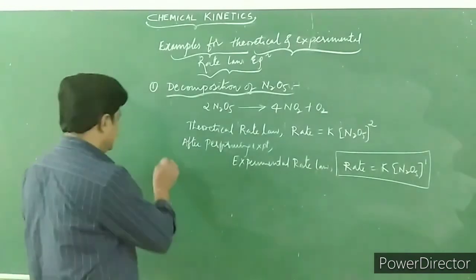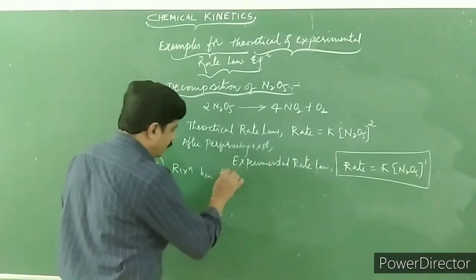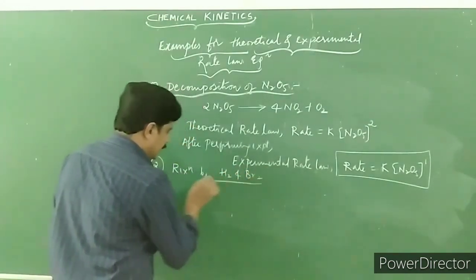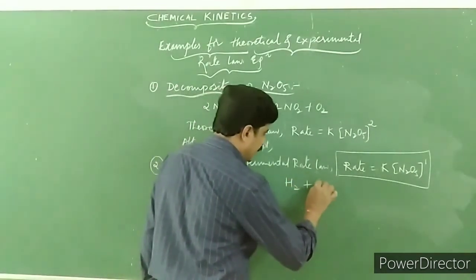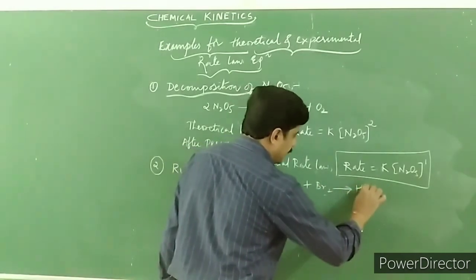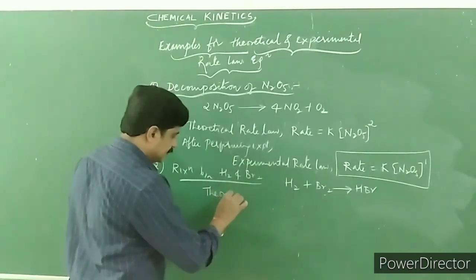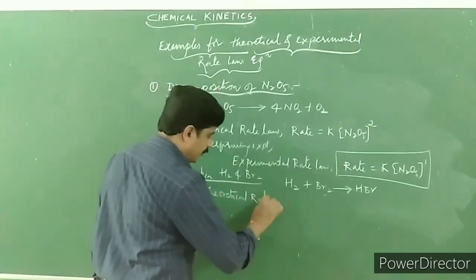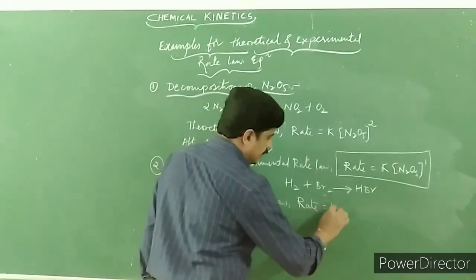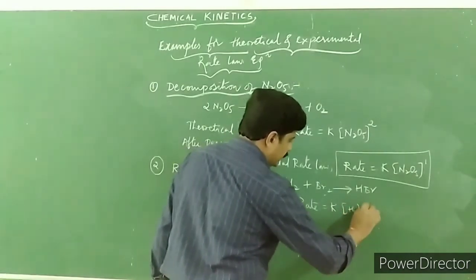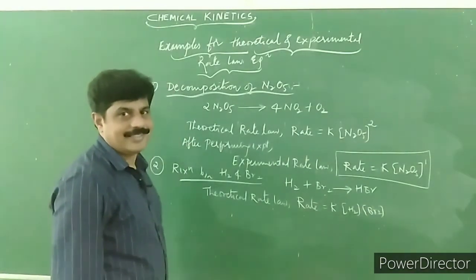Let me take up one more. Second one, a reaction between hydrogen and bromine. So let me write the balanced chemical equation. Look at here, H2 plus Br2 giving rise to HBr, hydrogen bromide. Now let me write the theoretical rate law by applying law of mass action. Now the rate is equal to K into the molar concentration of hydrogen and bromine raised to the power equal to the numerical coefficient. Is it not?